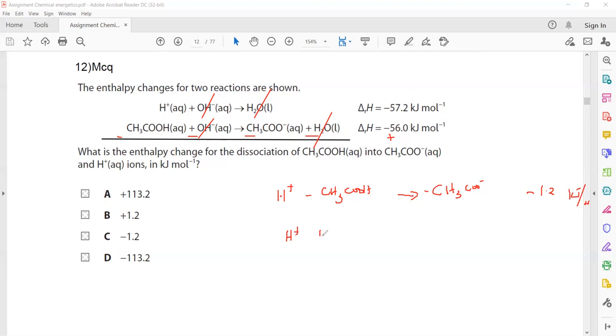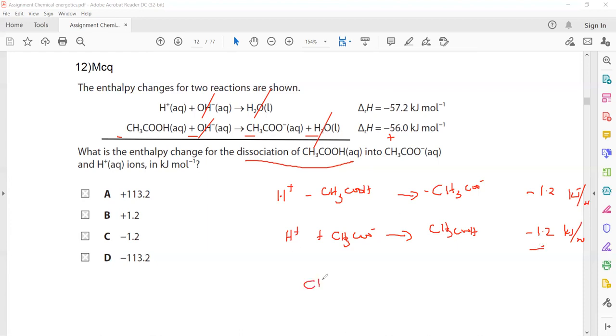So H+ plus CH3COO- gives CH3COOH, and that is again because we did not completely change the equation, that is kilojoule per mole. But now we need a reverse equation. We don't want this, because in the question we need a dissociation of ethanoic acid into ions. So if ions combine and form ethanoic acid, the energy change is minus 1.2.